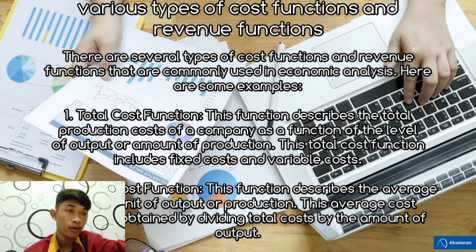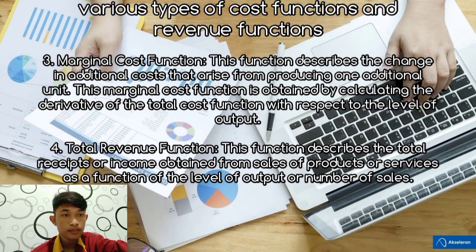Number 2, average cost function. This function describes the average cost per unit of output or production. This average cost function is obtained by dividing total cost by the amount of output.